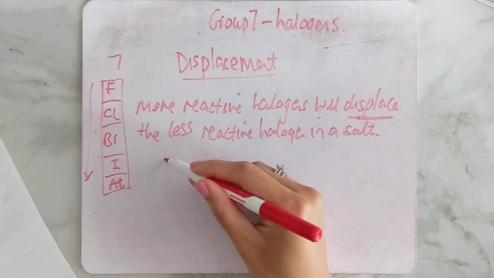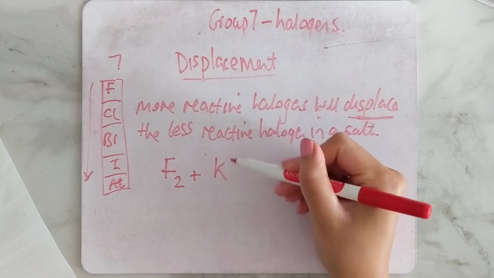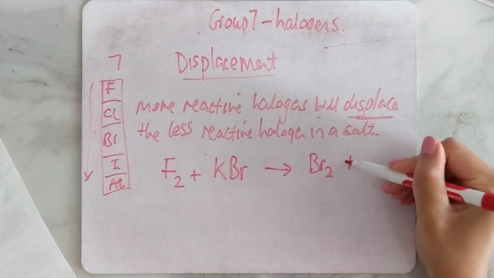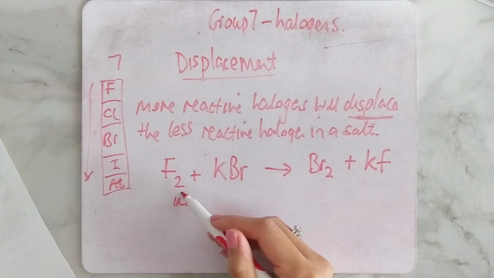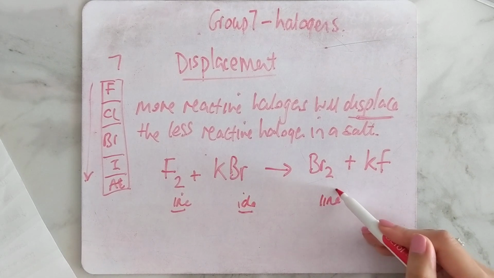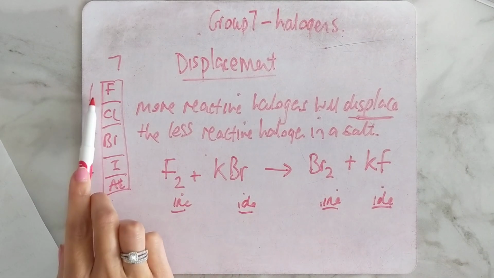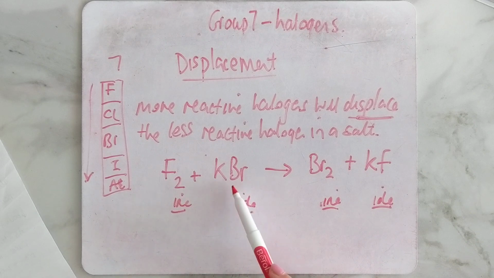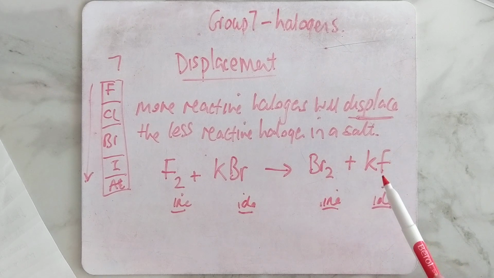Let's do fluorine plus KBr goes to Br2 plus KF. Right then, so we've got fluorine, potassium bromide goes to bromine and potassium fluoride. So fluorine is above bromine on the periodic table, therefore it's more reactive, it's stronger. So it can come in, kick out bromine, and leave bromine on its own and form the salt potassium fluoride.